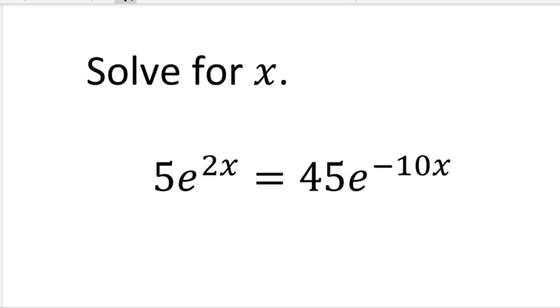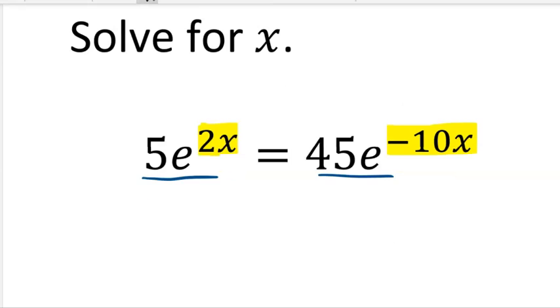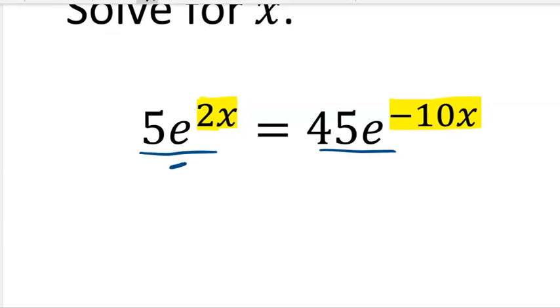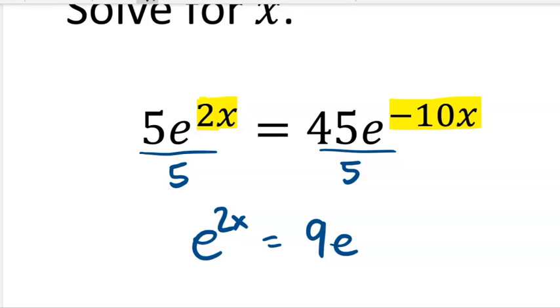Let's take a look at how to solve this equation. It's an exponential equation because the variable x is up in the exponent. I'm going to start by dividing both sides by 5. Since 5 and 45 are both multiples of 5, this works out nicely. We get e to the 2x equals 9e to the negative 10x.